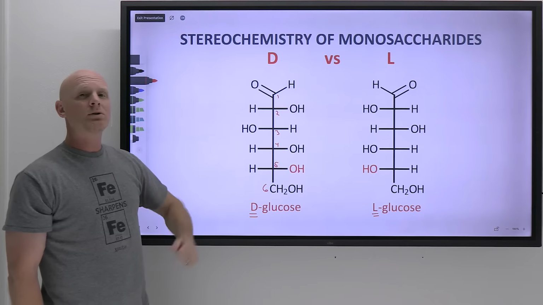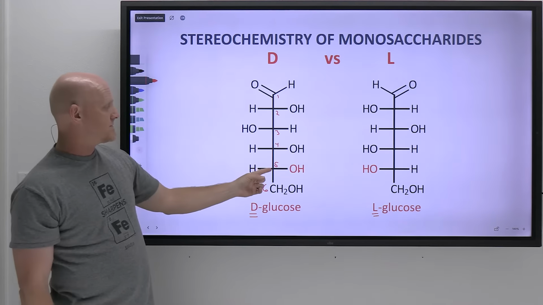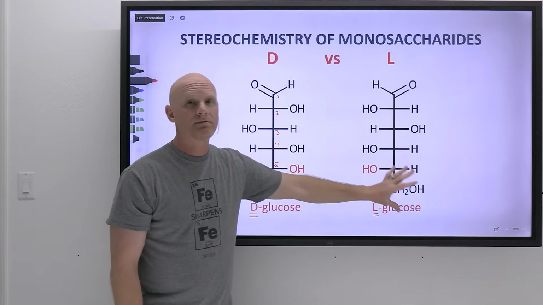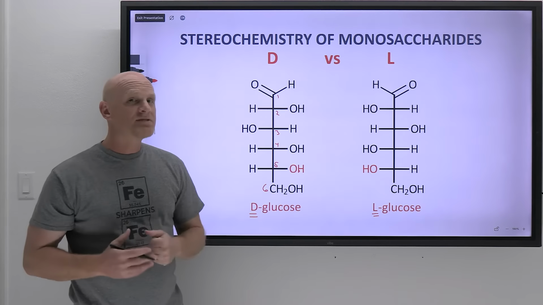So if you look at L-glucose, a lot of students get confused on the difference between D and L, and they just think, oh, I just need to flip that chiral center at carbon number 5 around. No, the difference between D and L version of a sugar is that they are enantiomers, and you have to invert every single chiral center.